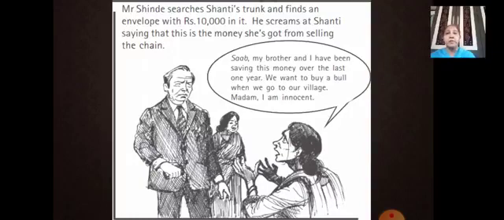Sir, my brother and I have been saving this money over the last 1 year. We want to buy a bull when we go to our village. Madam, I am innocent. This is what she is pleading to her.